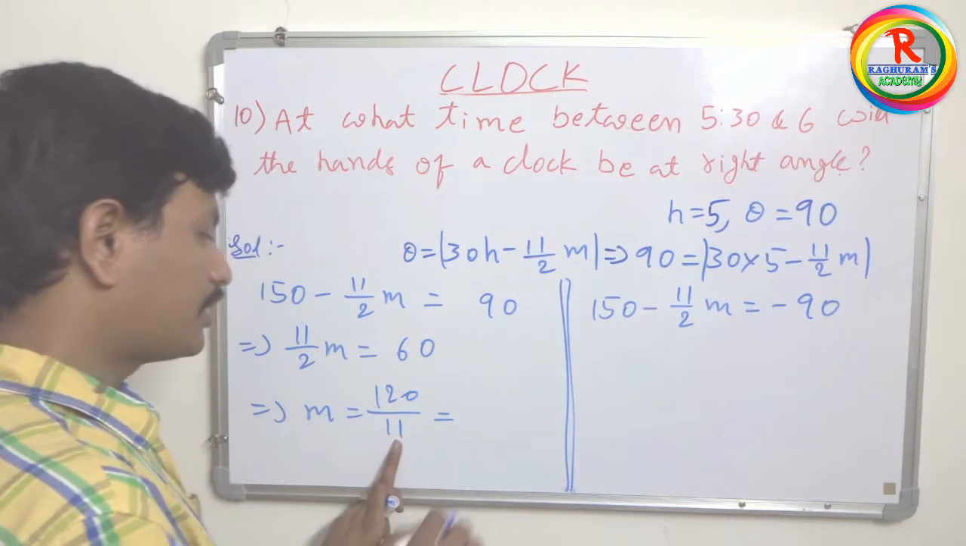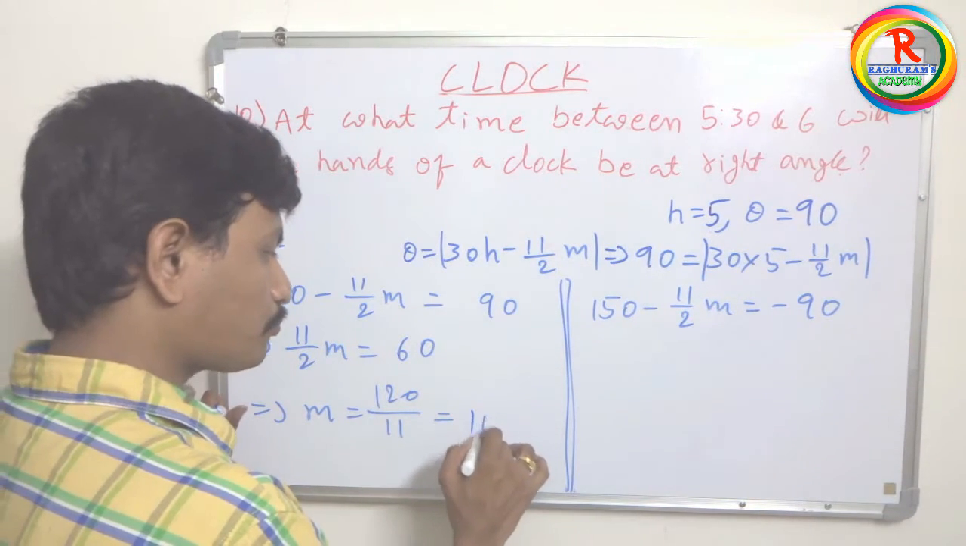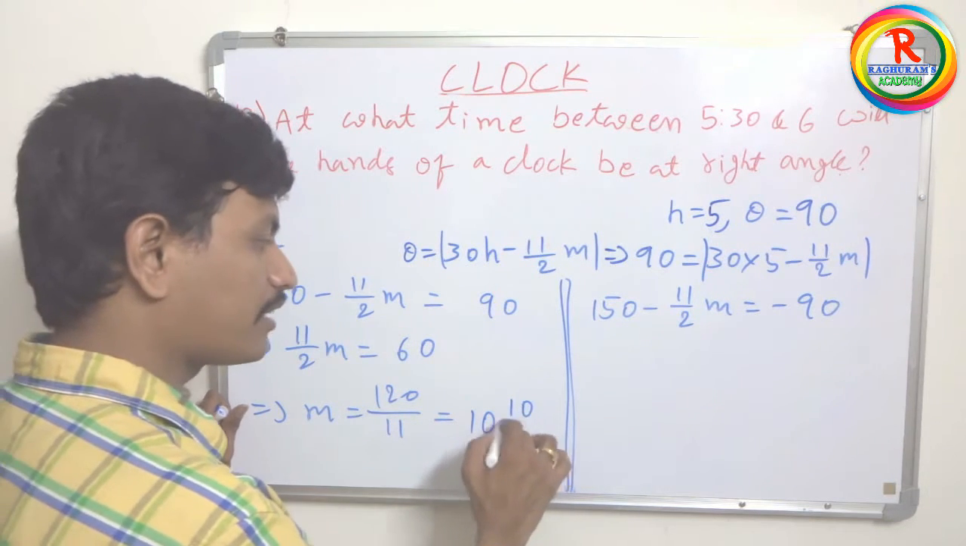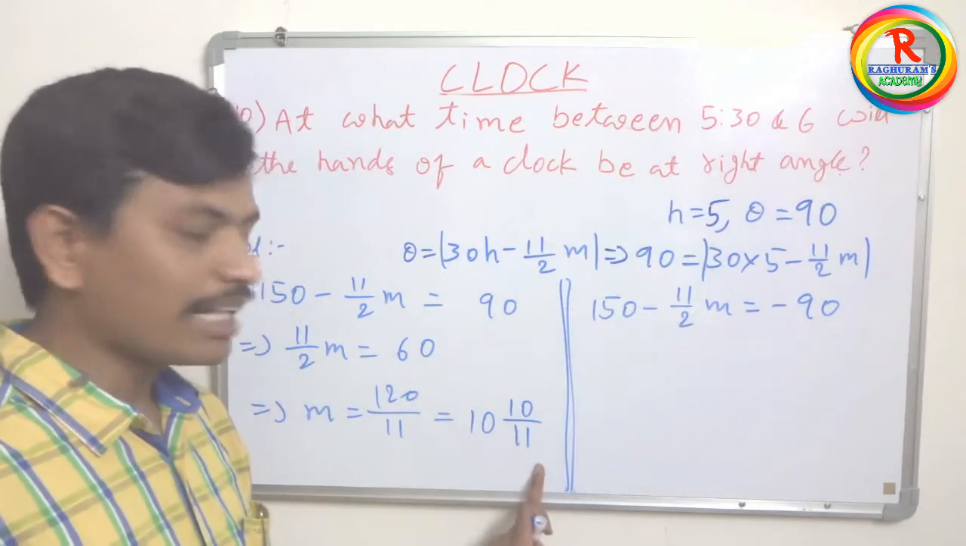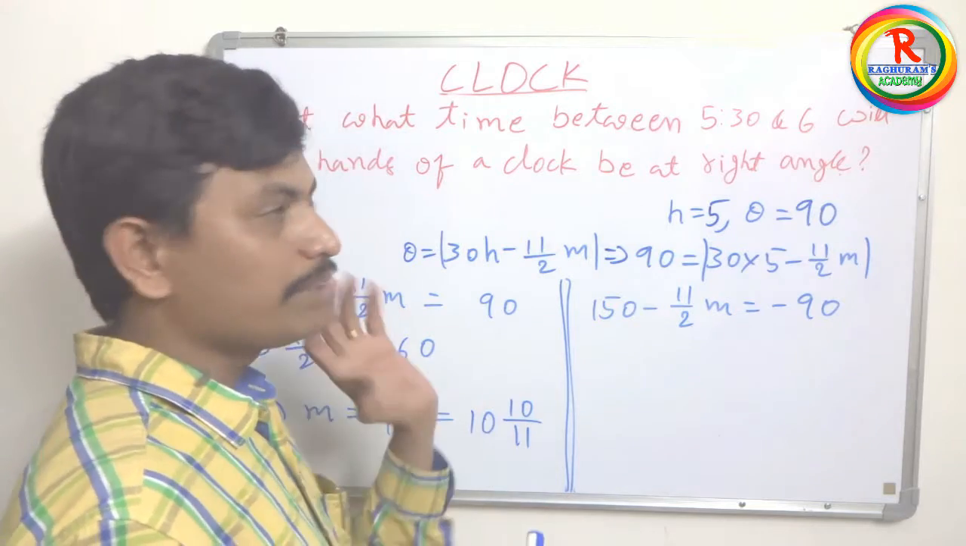What is 120 by 11? 11 ones are 11. What is left? 10. So 0, 11 tens are 110. What is left? 10. 10 by 11. So at 5, 10, 10 by 11, the angle between the minute hand and hour hand will be 90 degrees.